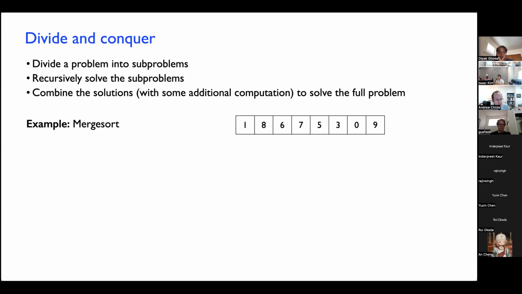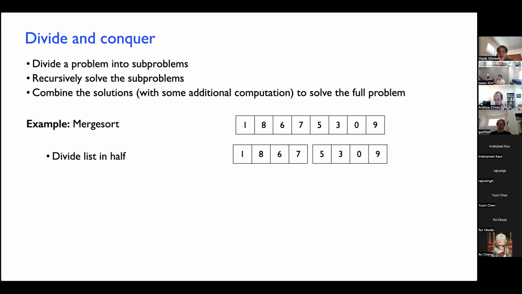Okay, so in merge sort, we've got some lists that we want to sort. And the first thing we're going to do is break that list into sublists. In this algorithm, and actually in many applications of divide and conquer, we just divide the input into two pieces. So we're going to divide the list into a left half and a right half.